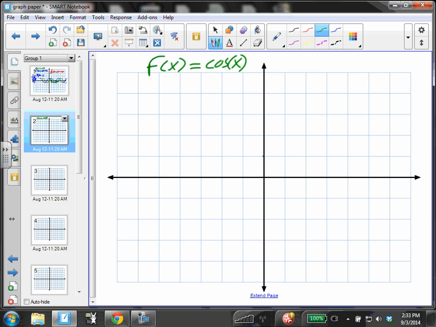The cosine graph starts at 1 when you're at 0, right? And then when you go to pi over 2, cosine hits 0, and then at pi, cosine goes down to -1. At 3 pi over 2, cosine's back up to 0, and then at 2 pi, cosine's back up to 1, right? And it just continues that way. This is how the cosine curve looks. And so the cosine curve just simply goes like that.